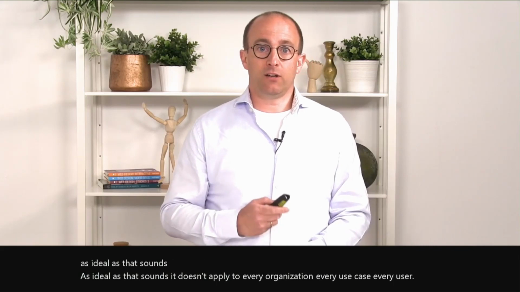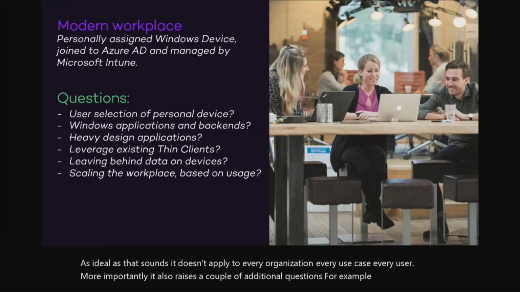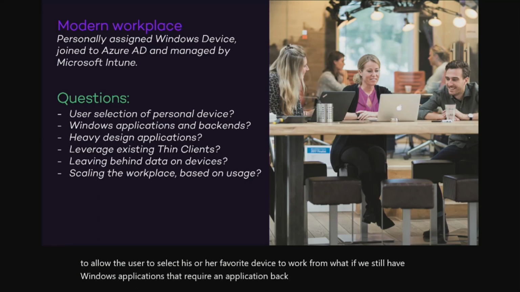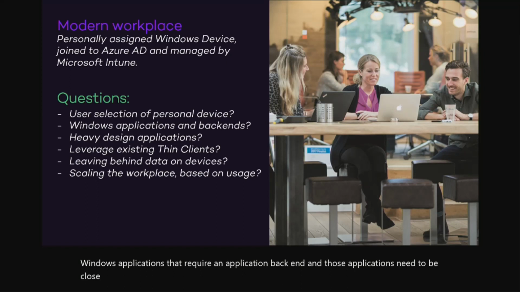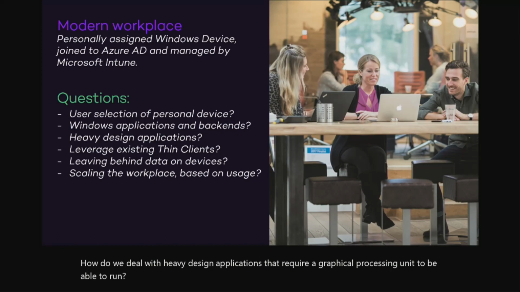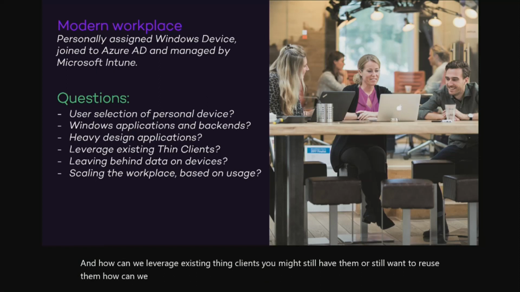More importantly, it also raises a couple of additional questions. For example, what if we want to allow the user to select his or her favorite device to work from? What if we still have Windows applications that require an application backend, and those applications need to be close to the application backend to get a good performance? How do we deal with heavy design applications that require a graphical processing unit to be able to run? And how can we leverage existing thin clients? You might still have them or still want to reuse them. How can we incorporate them in such a setup?